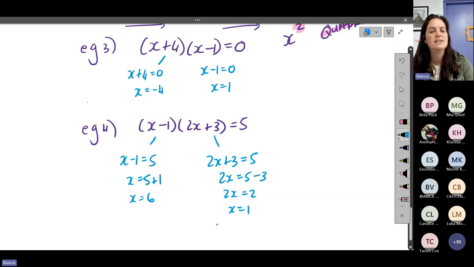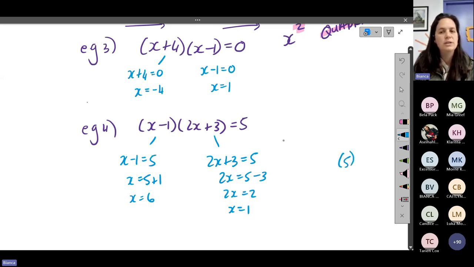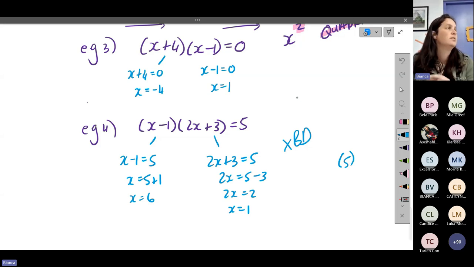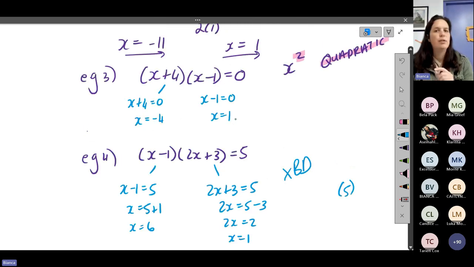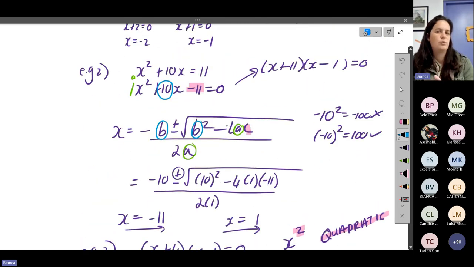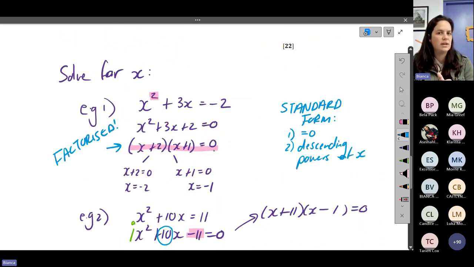Okay, why is it incorrect? For a question like this, let's say a 5-mark question or 4-mark question, you will get 0. Okay, in order to do a quadratic equation, the most important thing before you factorize is that it must be equal to what? 0. Before you do the quadratic formula, it must be 0. Before you factorize, it must be 0. So 0 is your number 1 thing, okay?